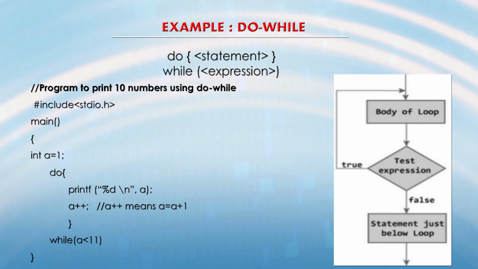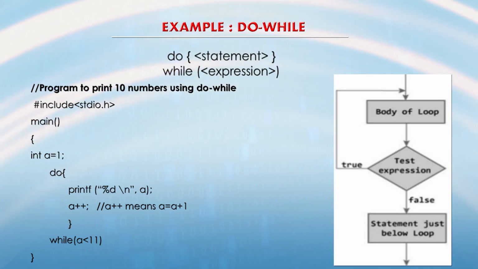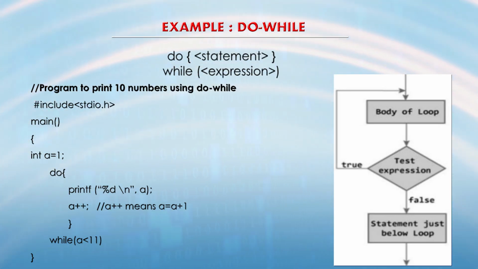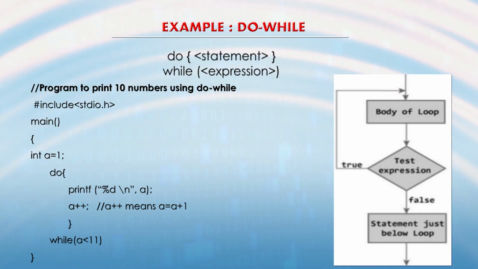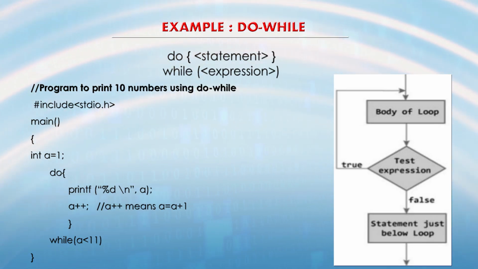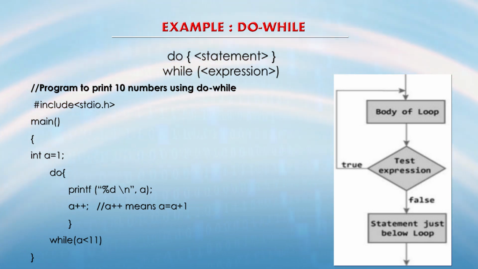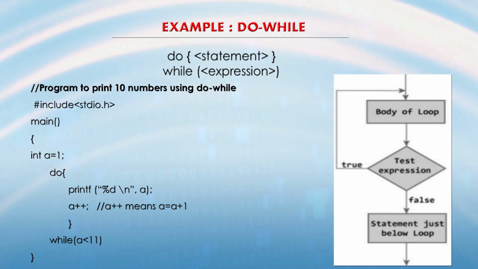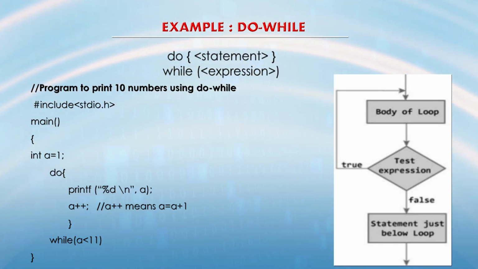So, it will again print the value 2, and 2 is incremented to 3, and again it is found that 3 is less than 11. So, again it will go to the body. Now, we are choosing up to 11 because when a is printed as 10, 10 is incremented to 11. Now, 11 is not less than 11. So, it will quit from the loop. That is why a is less than 11 is used over here.